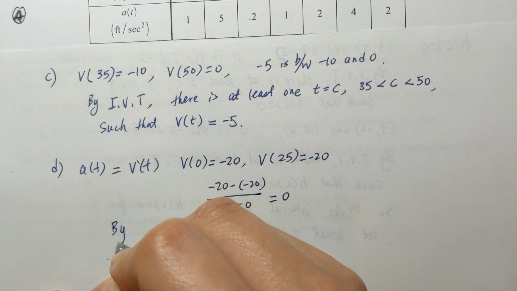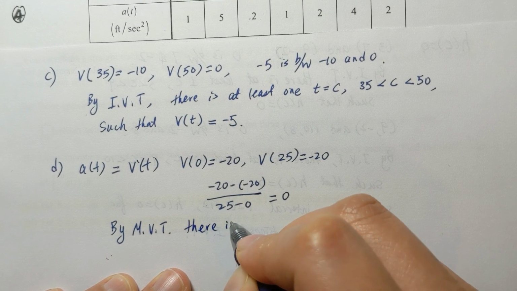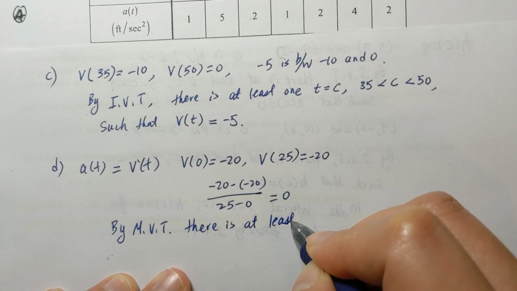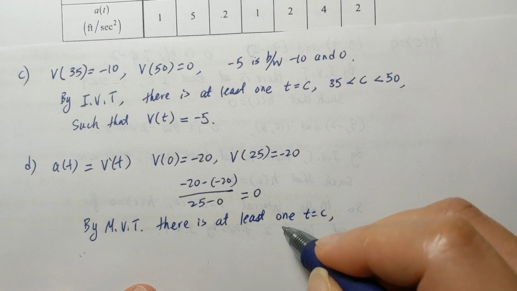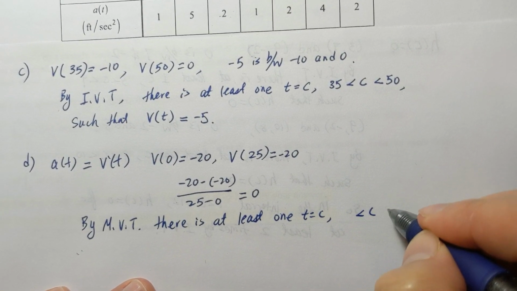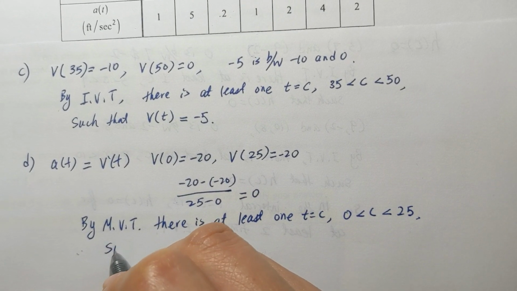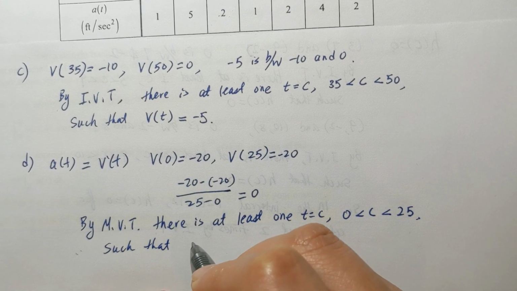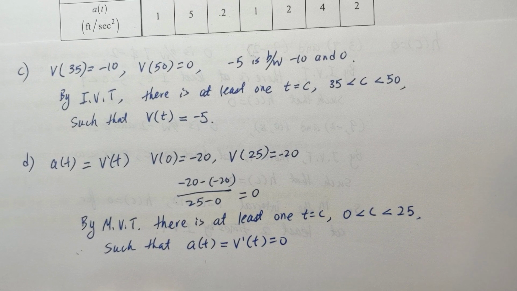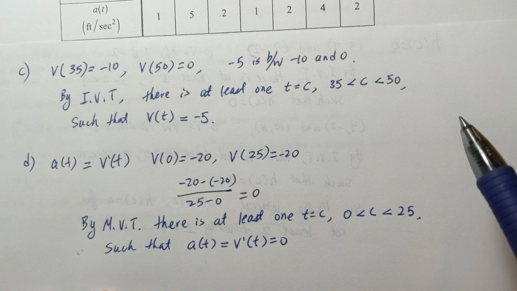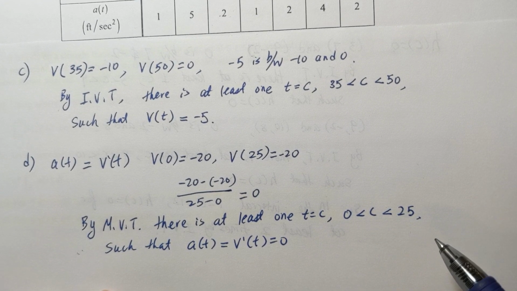So now we can say that by the mean value theorem, there is at least one t equals c, and c is between 0 and 25, such that A of t equals V prime of t equals 0. One more time, this is a subset of 0 to 60, so it works.